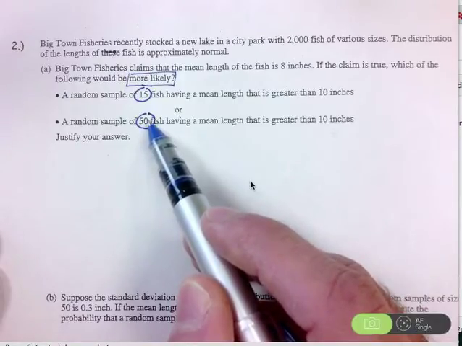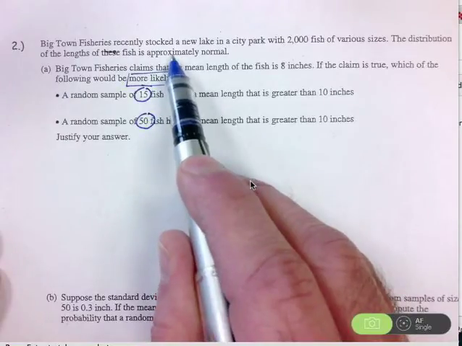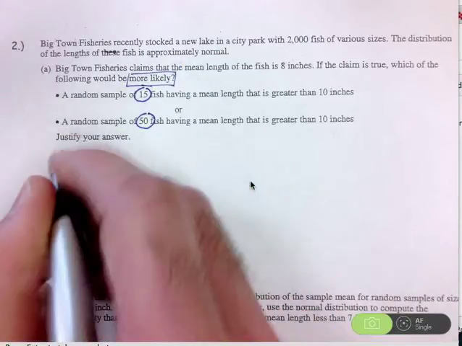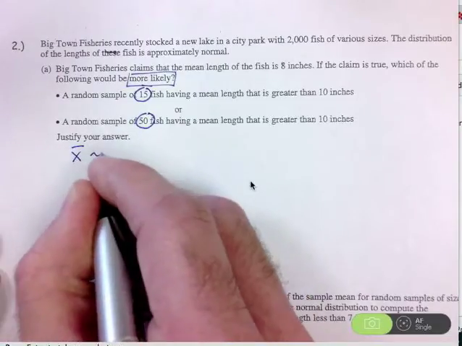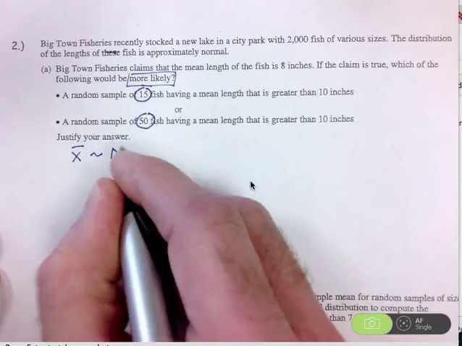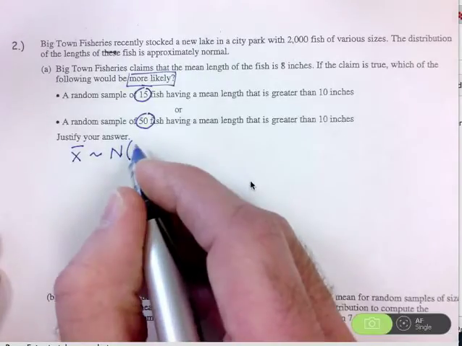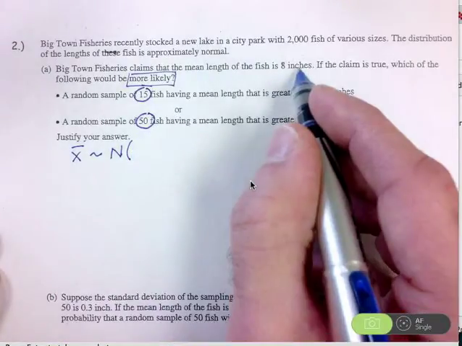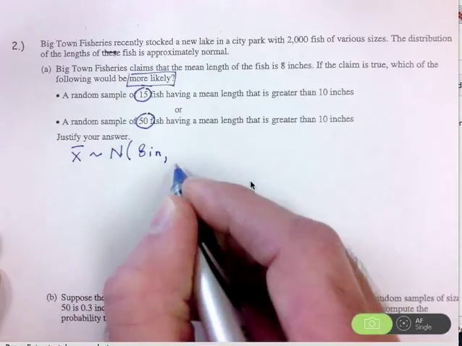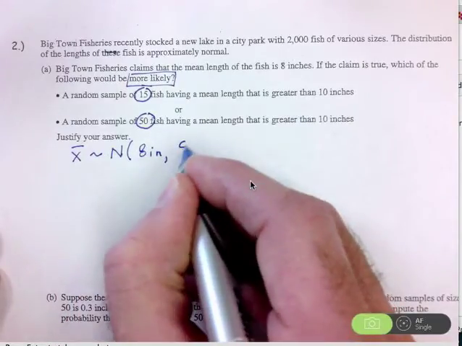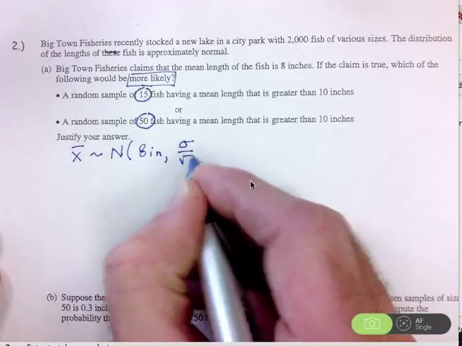sampling distribution. So remember, the sampling distribution for a sample mean, in this case, because the population is approximately normal, we know that our sample means are going to be distributed about normally. We know that the mean is, the claim at least, is that the mean is 8 inches. But you don't know the population standard deviation. So we have that standard deviation over the square root of the sample size.